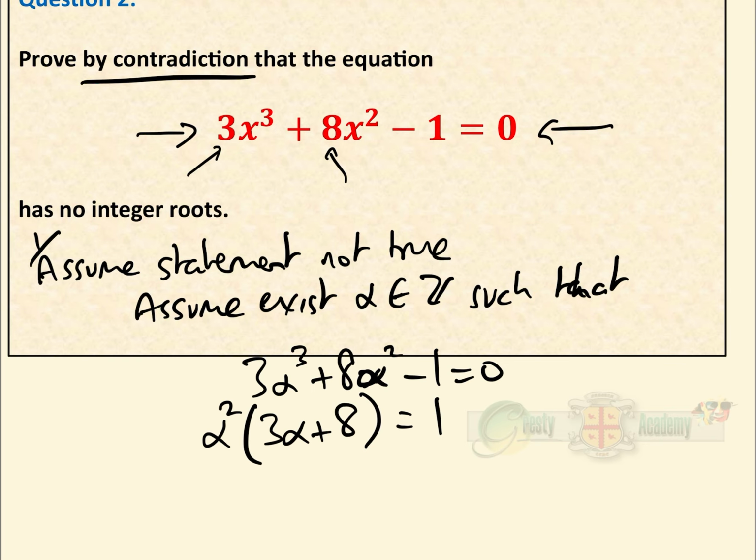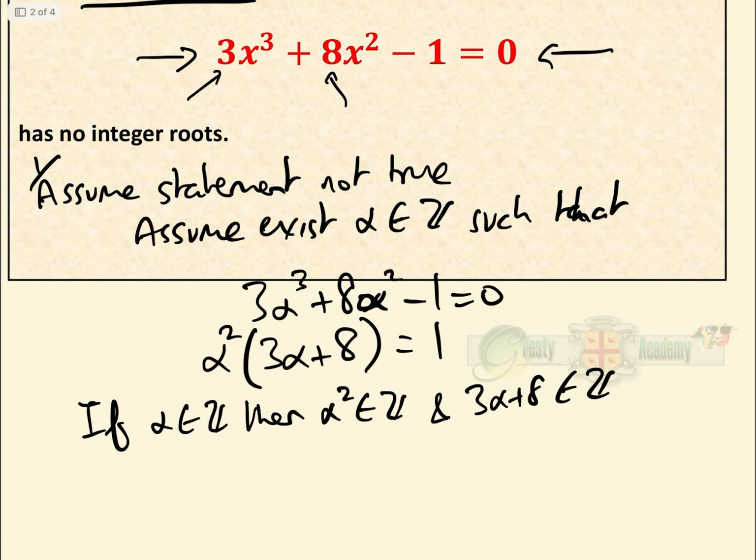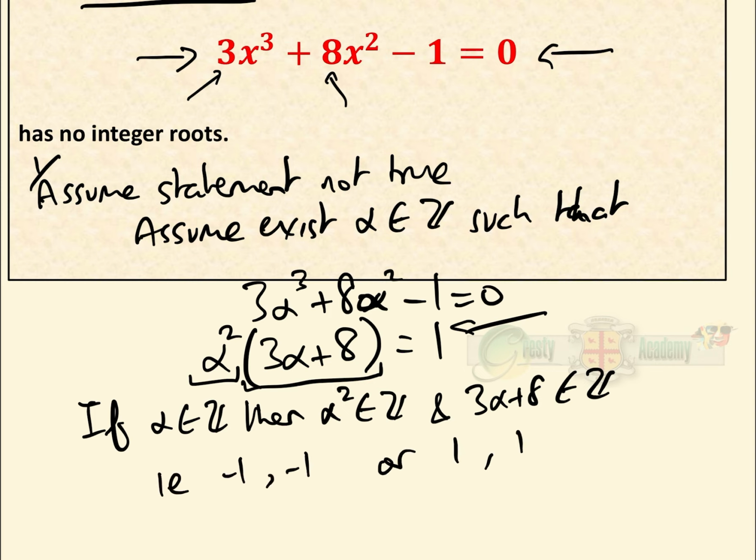Now, again we use the same logic as before. If alpha is contained in the integers, then alpha squared is obviously contained in the integers, and 3 alpha add 8 is obviously contained in the integers. So therefore this bit here is an integer and this bit here is an integer, and there are only 2 sets of integers which multiply together to get 1, i.e. minus 1 and minus 1, or 1 and 1.